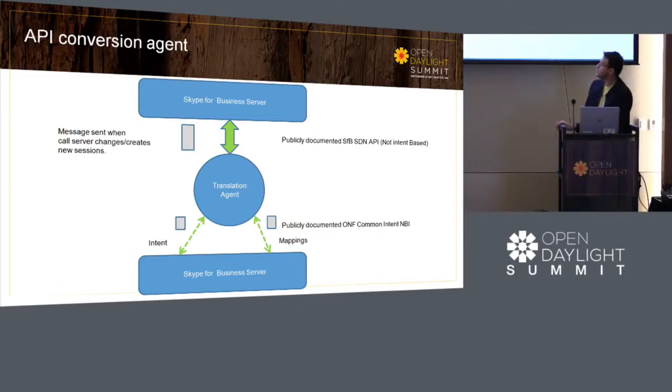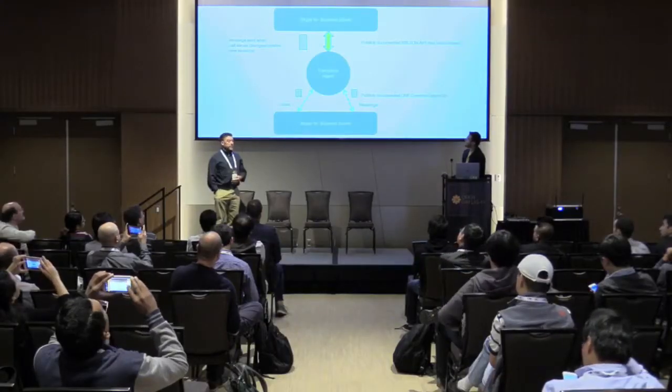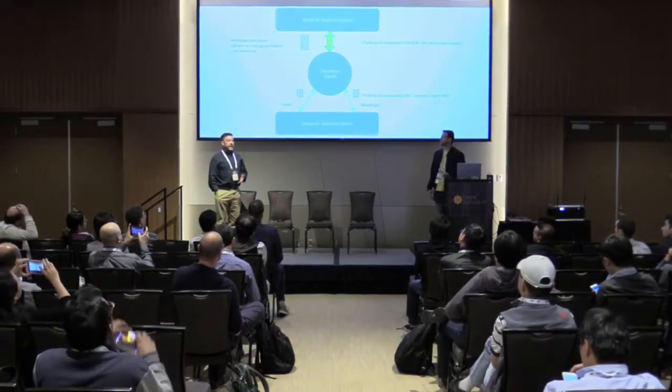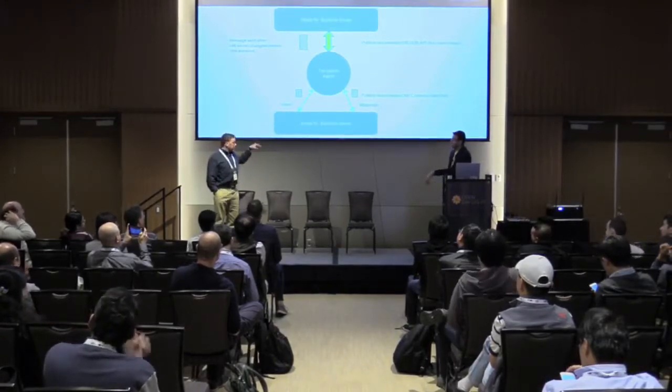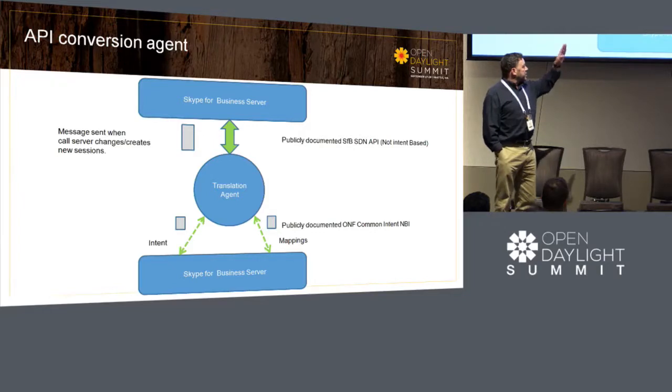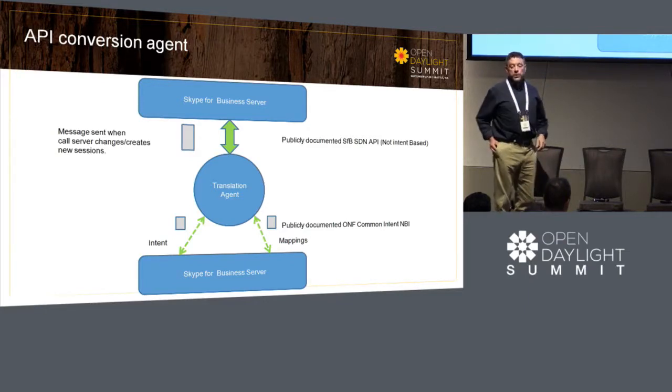So, in the short term, we're building sort of a translation agent. Today, Skype for Business has a well-defined, publicly documented interface that exports the kind of information we need to get into the OpenDaylight controller. It hasn't broken it into this is the intent and this is the mapping sort of split that we need for the ONF interface. And so the thought is that initially we're going to build an agent that talks the Skype API unmodified on the north side, talks the intent API unmodified on the bottom side, and sort of translates between the two.